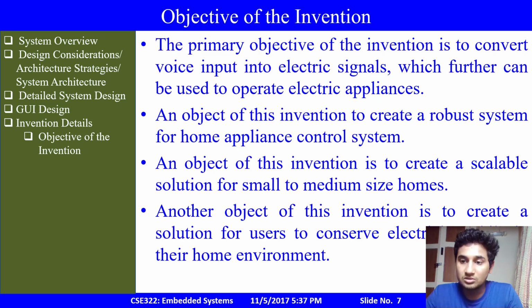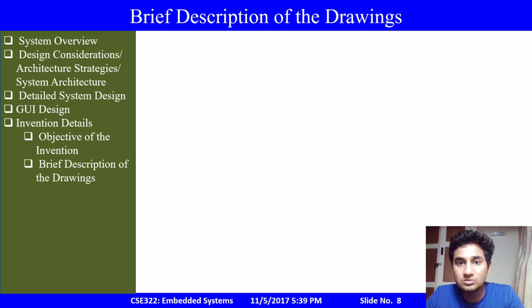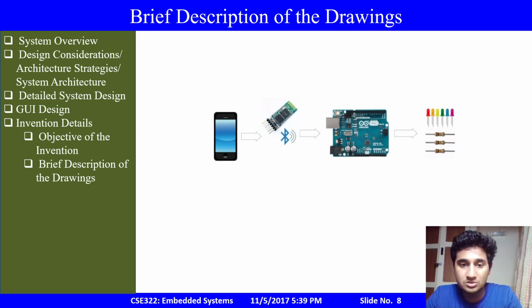Another objective is to create a scalable solution for small to medium-sized homes. This can be further integrated with artificial intelligence, which is a very promising field right now, and many tech companies are working on it. Another objective is to create a solution for users to conserve electricity in their home environment. You can just use your voice to activate or control devices, and you don't have to move anywhere or get tired. So now I'll move on to the brief description of our system. This is the drawing of a basic system, how our system works.